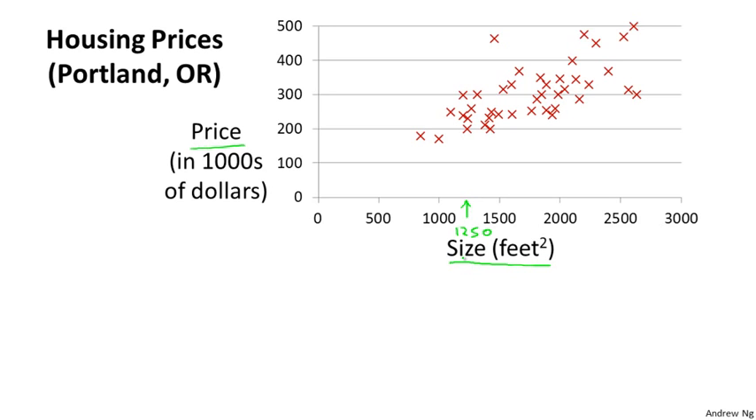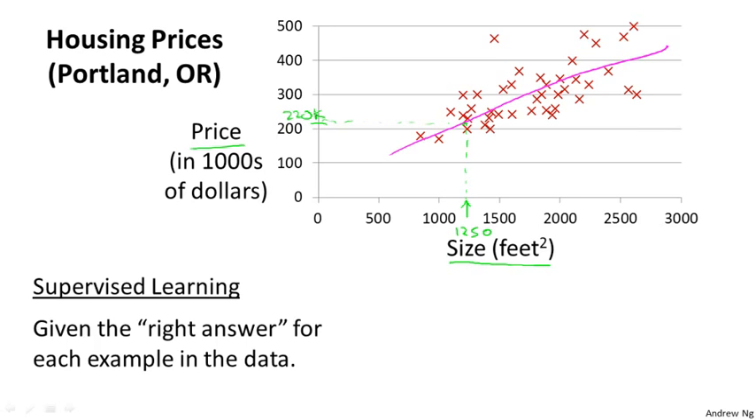Well, one thing you could do is fit a model, maybe fit a straight line to this data. That might look something like that. And based on that, maybe you could tell your friend that they can maybe sell the house for around $220,000. So this is an example of a supervised learning algorithm, and it's supervised learning because we're given the quote right answer for each of our examples. Namely, we're told what the actual price was that each of the houses in our data set was sold for.